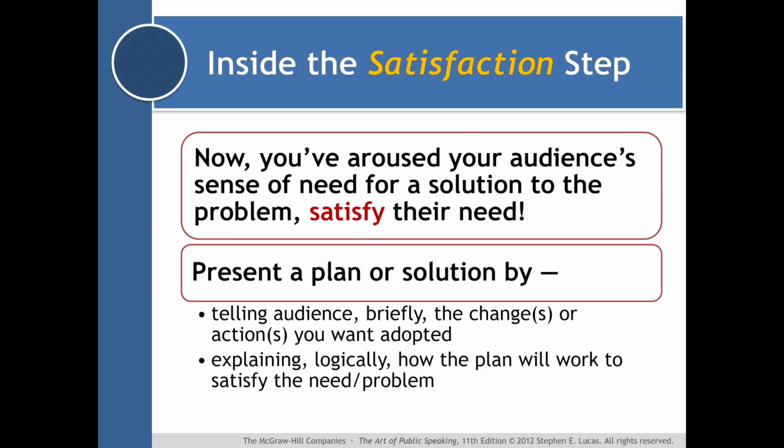and then we move into the satisfaction step. Okay, so you have aroused your audience's sense of need for a solution to the problem. So you need to satisfy it. They want the solution, you provide it.